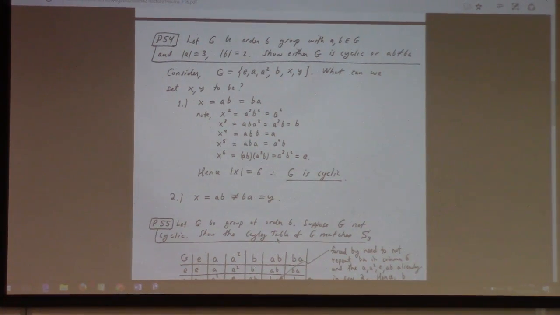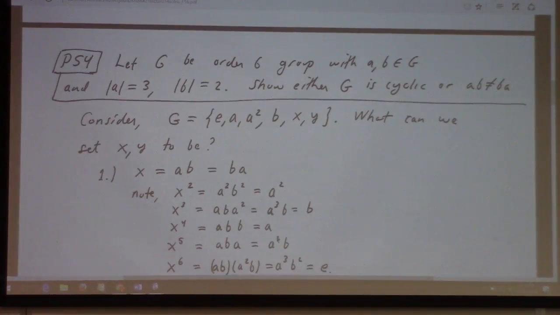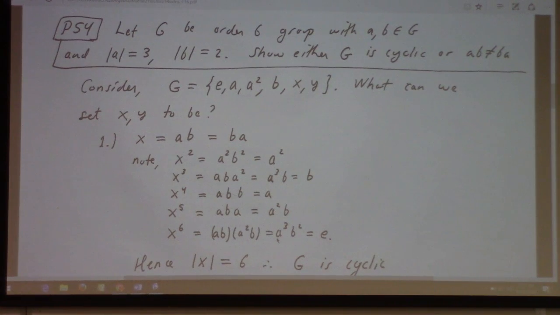So here, the next part of this. If we have G, a group, and A has order 3, B has order 2, we're supposed to either show G is cyclic or AB is equal to BA. AB is not equal to BA, right? So, consider G equal to E, A, A squared, B, and then X and Y, right? I don't know what happens to X and Y is the whole thing, right?